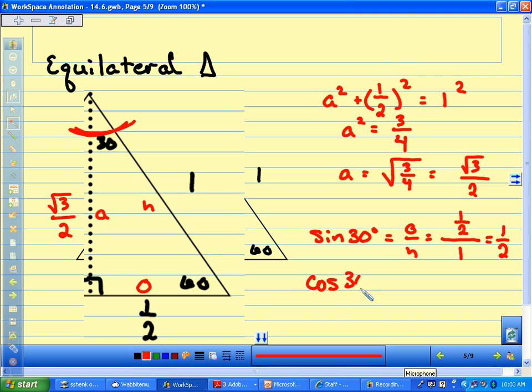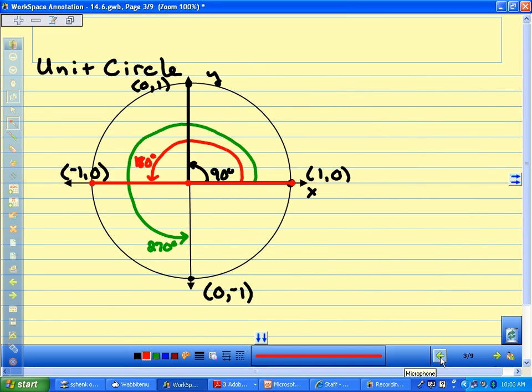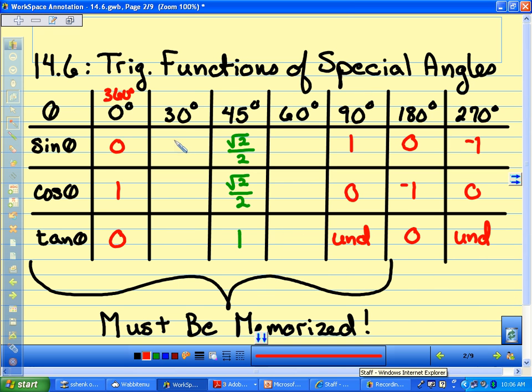The cosine of a 30. Cosine is what over what? A over h. So instead of 1/2 over 1, we have radical 3 over 2 divided by 1. Well, anything divided by 1 is itself, radical 3 over 2. So let's go ahead and fill in the sine and the cosine of a 30. Sine of a 30, 1/2. Cosine of a 30, radical 3 over 2.